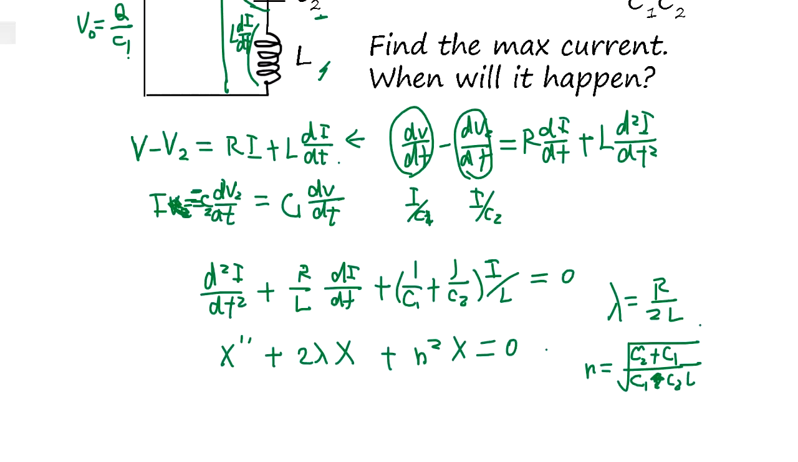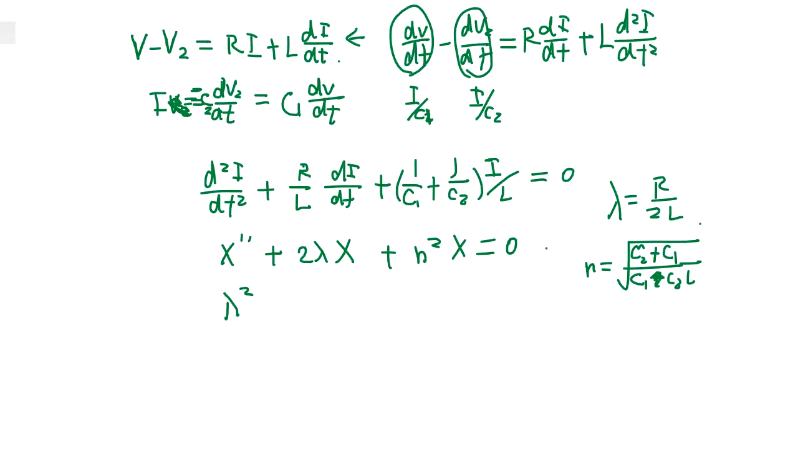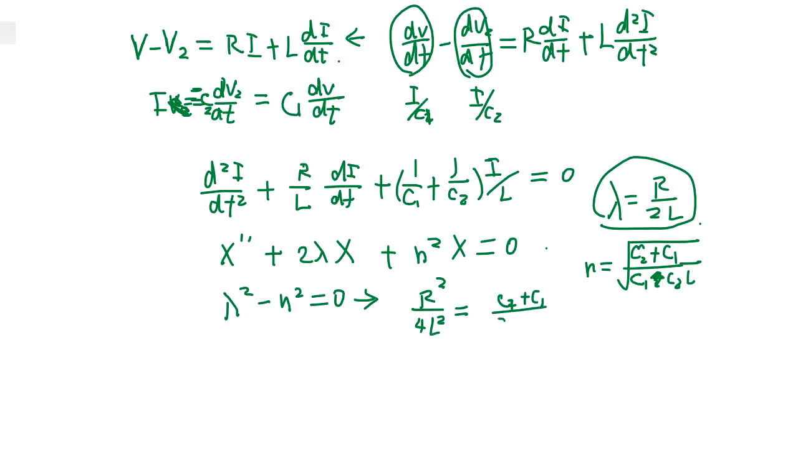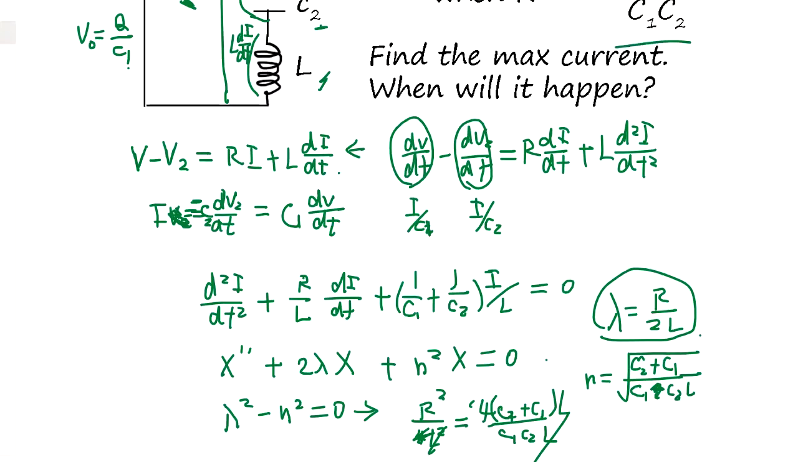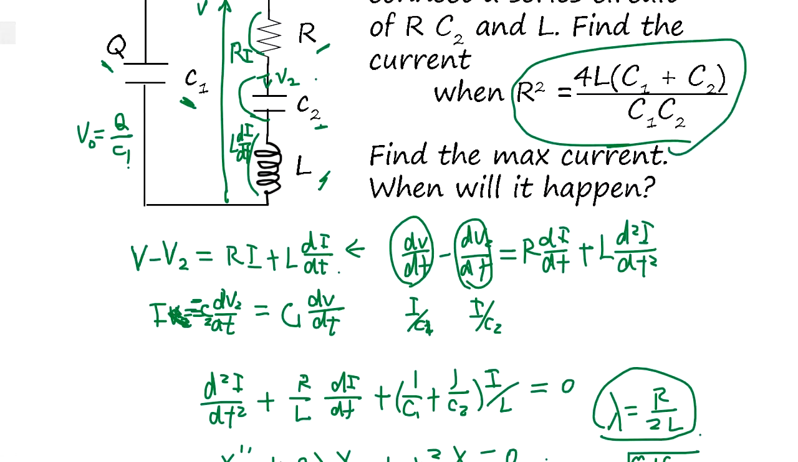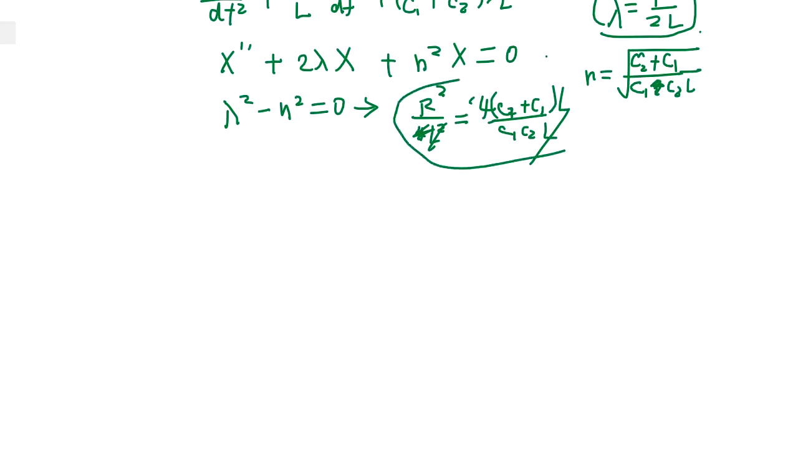So for the damped oscillation, the condition is lambda squared minus n squared is zero. It's no oscillation. It's attenuation mode. Since n squared equals (C2 plus C1) over C1 C2 L, we put the L in front and the 4. So here you go, we got a condition. This is the condition for attenuation.